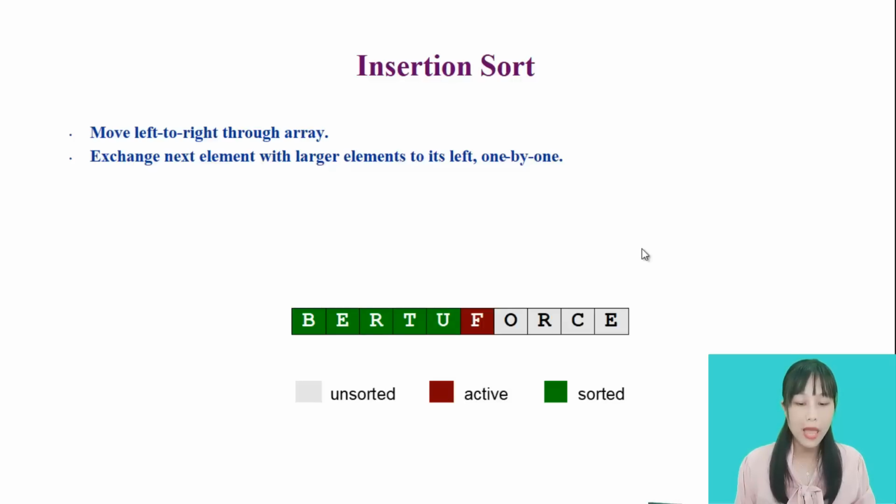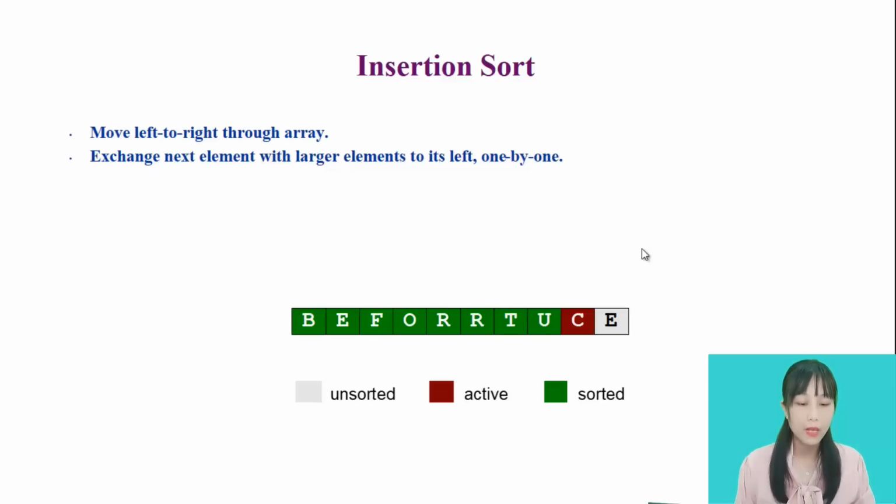F and U, swap. F and T, swap. F and R, swap. F and E, no swap. O and U, swap. O and T, swap. O and R, swap. O and F, no swap. R and U, swap. R and T, swap. R and R, no swap.